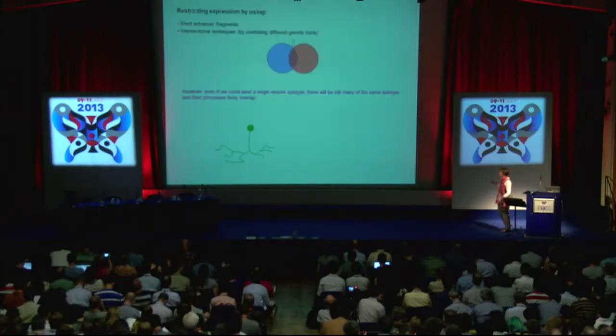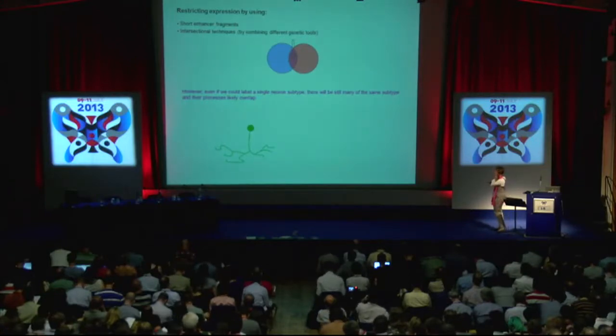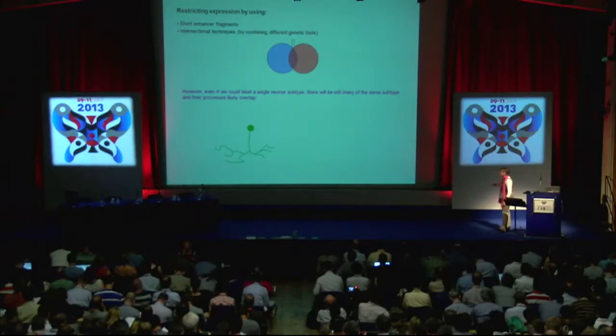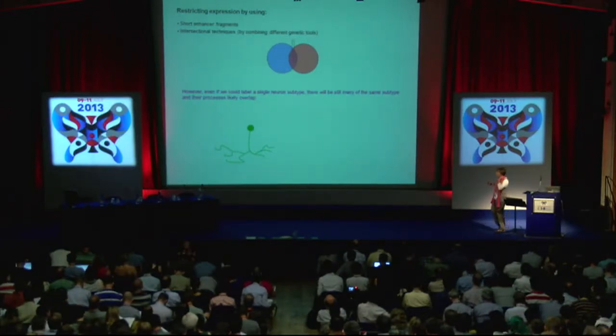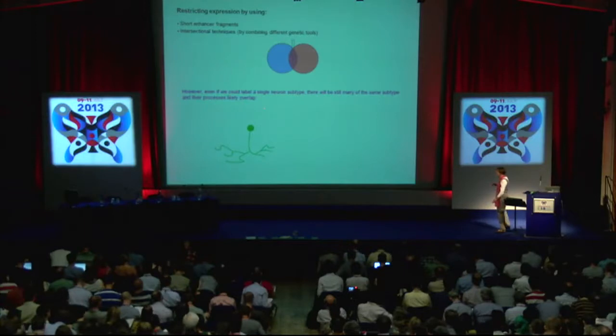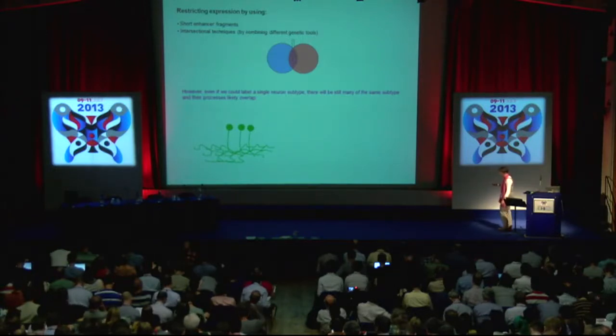And so what can we do about this? We can chop up even more the short enhancer fragments, and at Janelia Farm, libraries like this are built. And we can use other genetic tools and intersectional techniques just to narrow down the expression pattern. But even if we would be successful in doing that, we still have the problem that if we label a single neuron type, in each nervous system there will be more than one. And what happens is that we have tons of green neurons and they all overlap and we still don't know what the single neuron is doing and what it is.